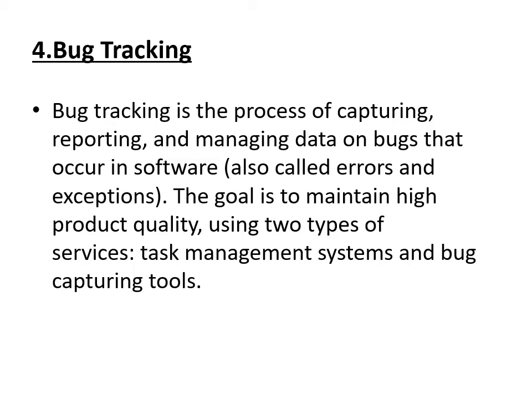Let us see what is bug tracking. Bug tracking is very essential in the design or development cycle to make sure that system on chip design bugs are resolved and traced. Bug tracking is a process of capturing, reporting and managing data on bugs that occur in the software. The bugs are also called errors and exceptions.